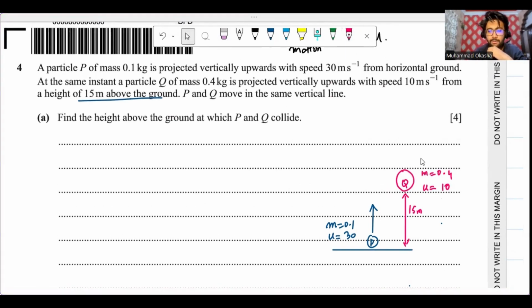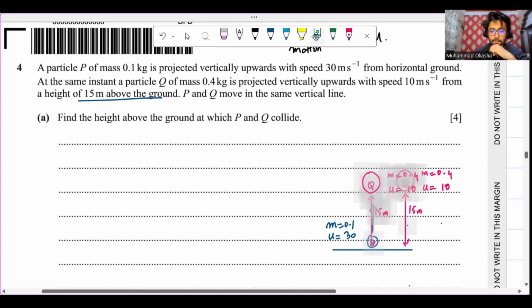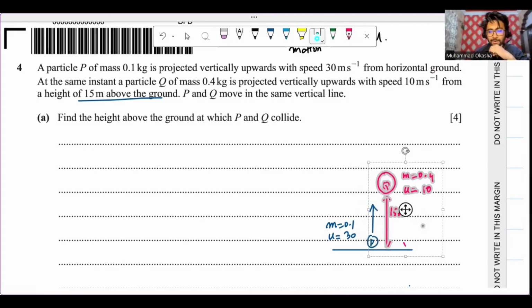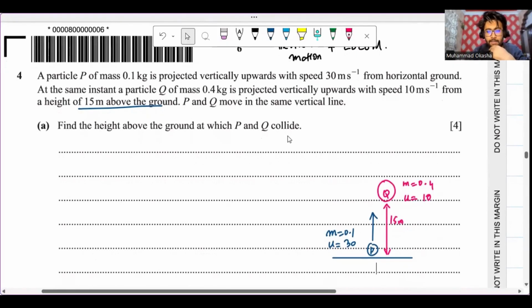in the same vertical line. So they're in the same vertical line. I've drawn them differently, but essentially they are on the same vertical line. I could just draw on top of them, which is going to look messy, so I'm just going to draw them right next to each other. But they are in the same vertical line. Find the height above the ground at which P and Q collide.